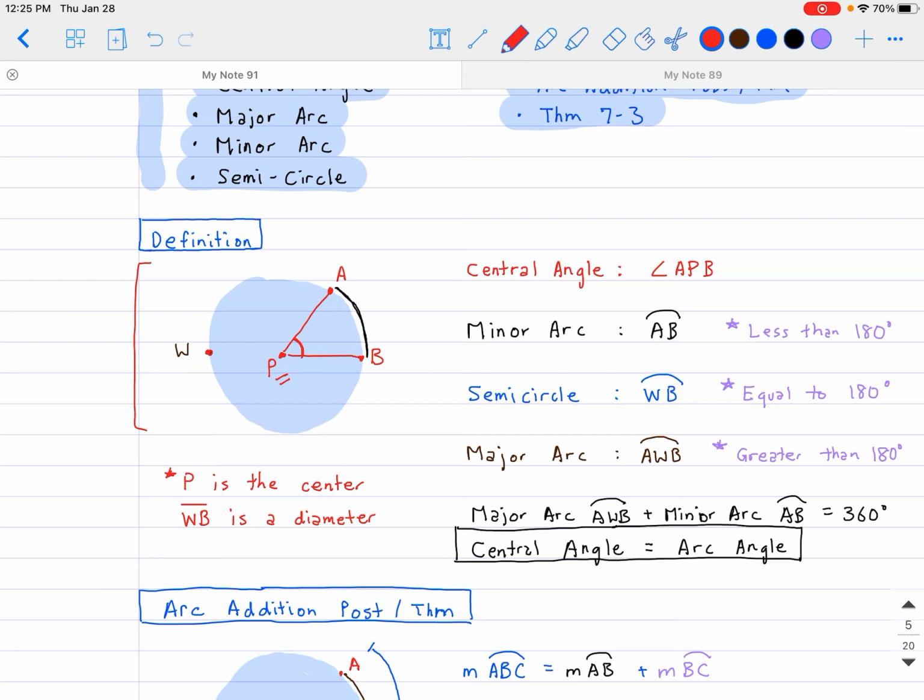So we are going to define the following. If we ever refer to the central angle of the circle, then in this picture that means the angle APB. Two of the points are on the circumference, and P is the center of the circle, and hence that's why it's called the central angle.